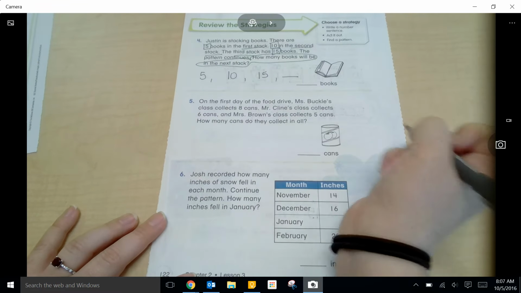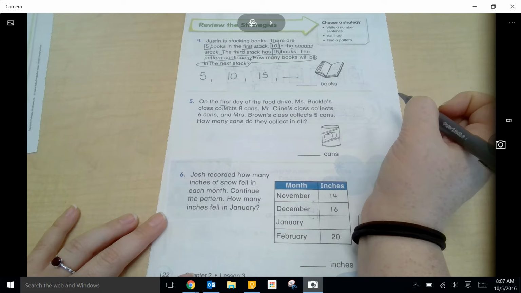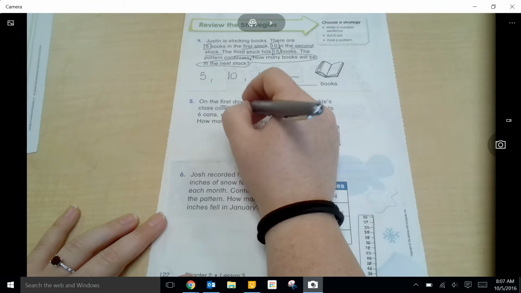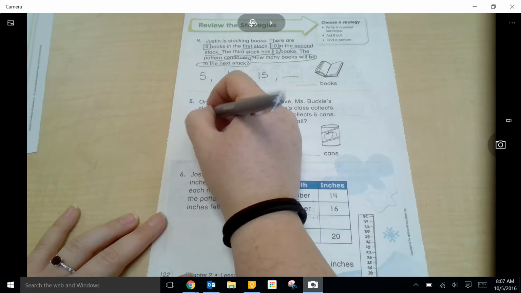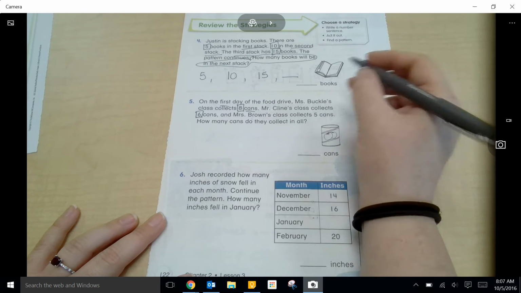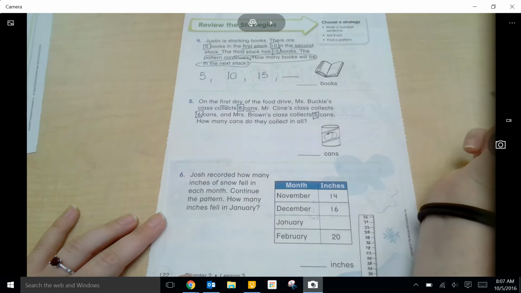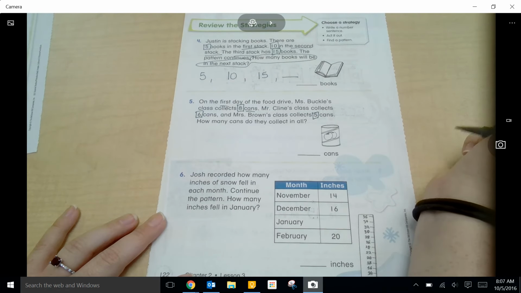On the first day of the food drive, Mrs. Buckles' class collected 8 cans. Mr. Klein's class collected 6 cans. And Mrs. Brown's class collected 5 cans. How many cans do they collect in all?